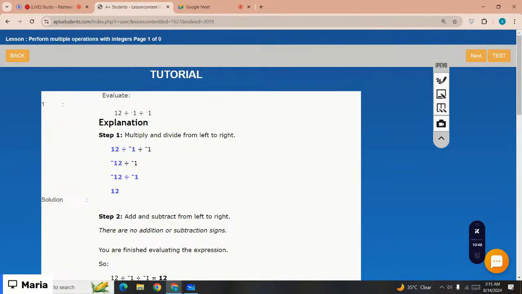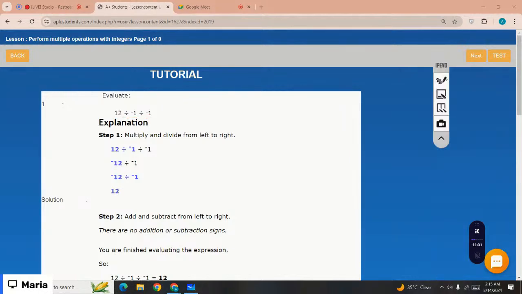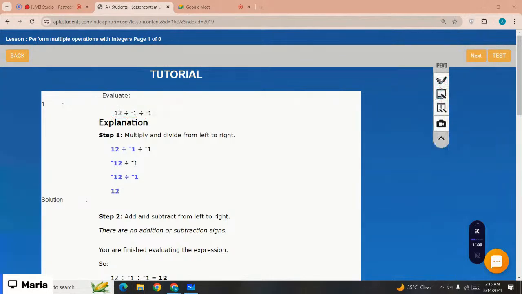Evaluate. Let's just start with the first example. That is 12 divided by negative 1 by negative 1. So you have more than one operation, right? Multiples. So you have to follow the same thing, the order of operations. You have to go from left to right. You have to evaluate division as it has the higher priority.